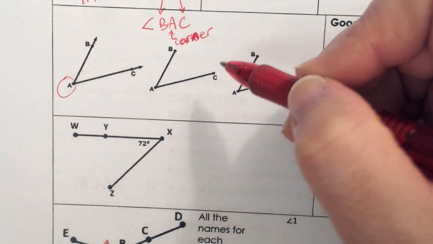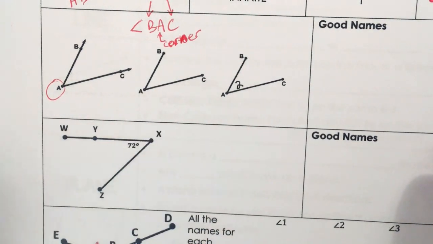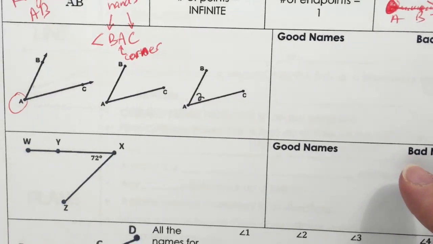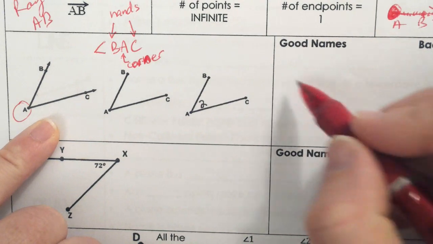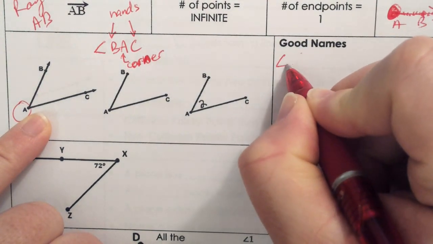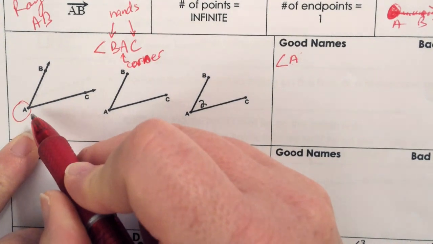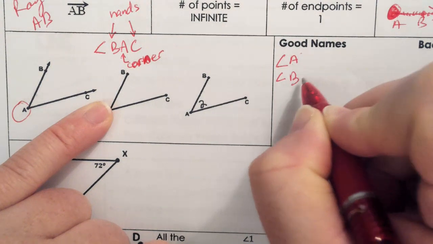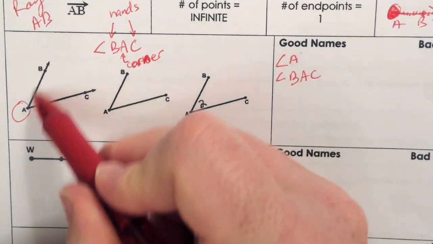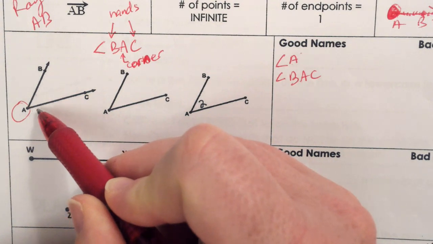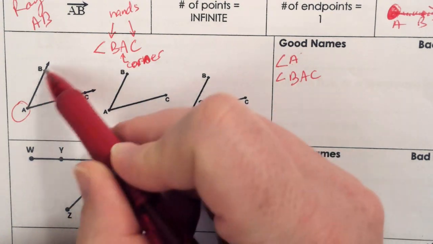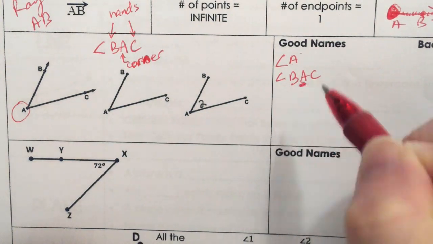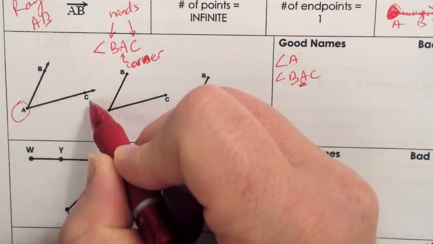So what can we call this? I have a couple of things right here just to help you out in case you want to label stuff. So what can we call this? Good names: we can call this angle A because that's where the angle is located. We can also call this angle BAC, where I went along here, I turned the corner, and I came back, and A is at the center right there. We can go backwards.